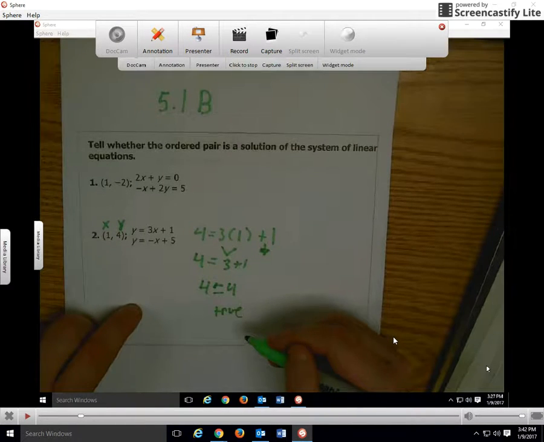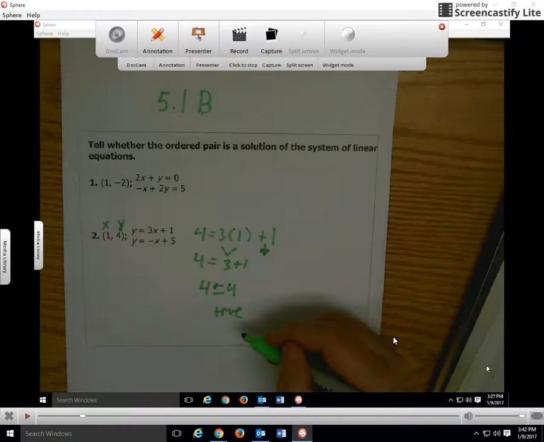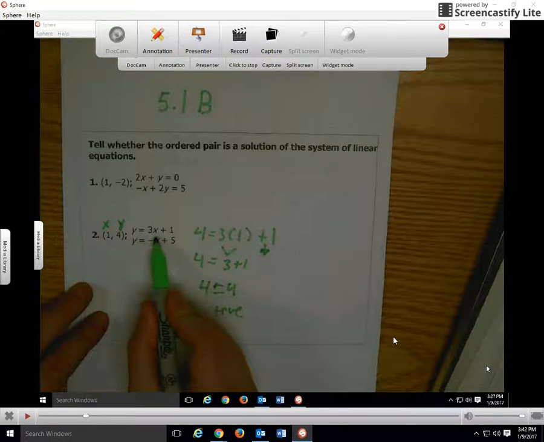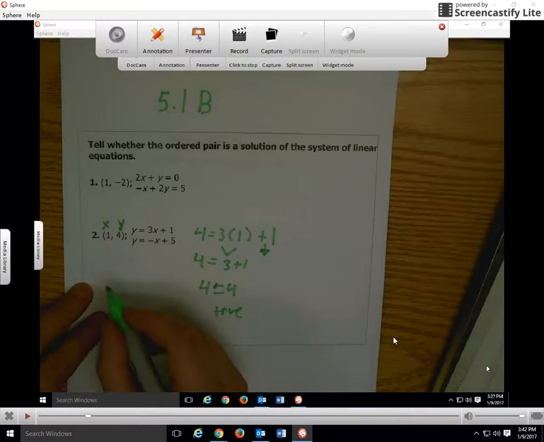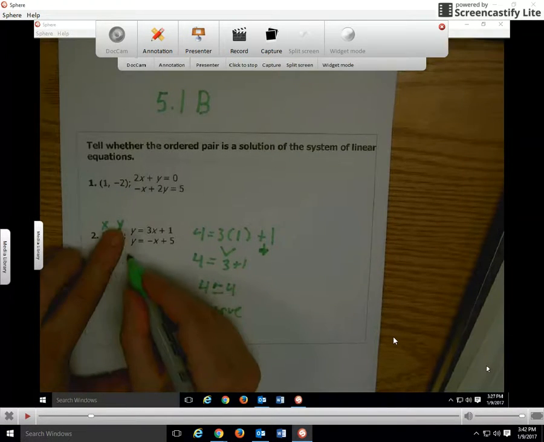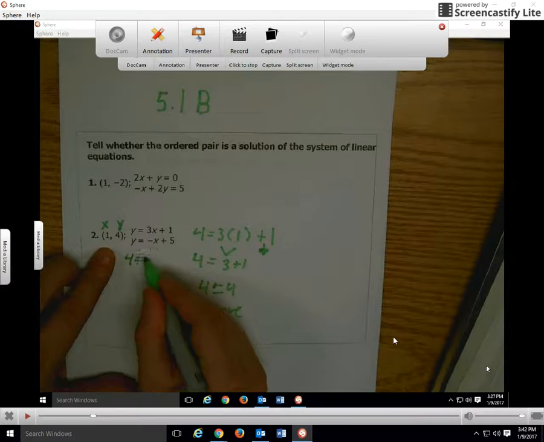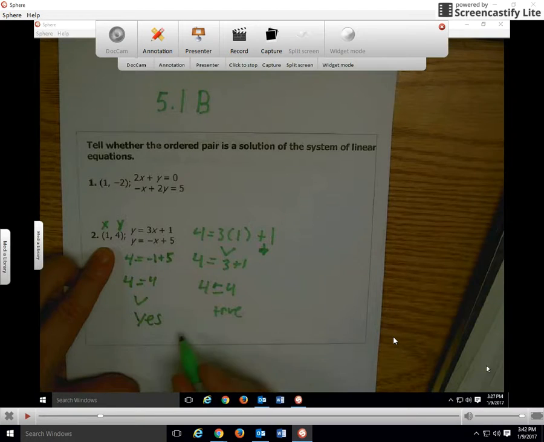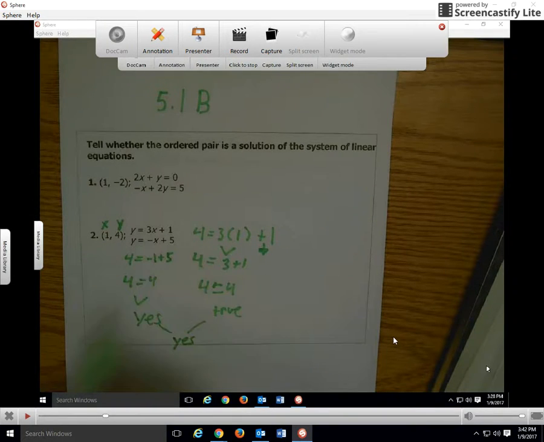But in order for the ordered pair to be a true solution to the system of linear equations, it needs to be true with both equations. It was true for this first one. We now need to try it for the second one. So instead of a y here, I can put the 4, because y is 4. Negative x would be a negative 1 plus 5. Just bring it down. Does 4 equal 4? Yes. So since it's true for both, we would put that yes, it is a solution. This ordered pair is a solution for this system of equations.